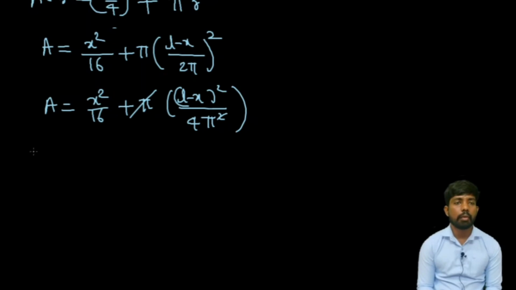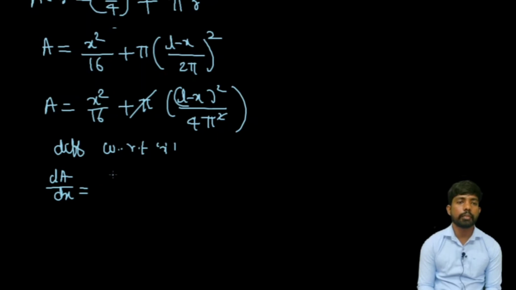Area. Now let us differentiate the function with respect to x. So dA by dx equals differentiation of x square, which is 2x by 16, plus the differentiation of this part, which is 2 into L minus x whole to the power of 2 minus 1.